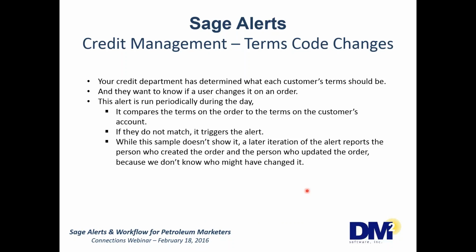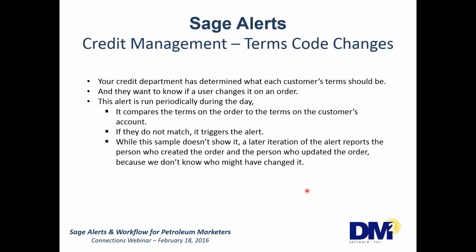Now, possibly, your credit department wants to know if a user has changed the terms code on an order. Your credit department has gone to all the trouble to decide what terms your customers should use, and they want to know if a user changes it on an order. This alert is run periodically during the day. It compares the terms on the order to the terms on the customer's account. If they do not match, it triggers the alert.